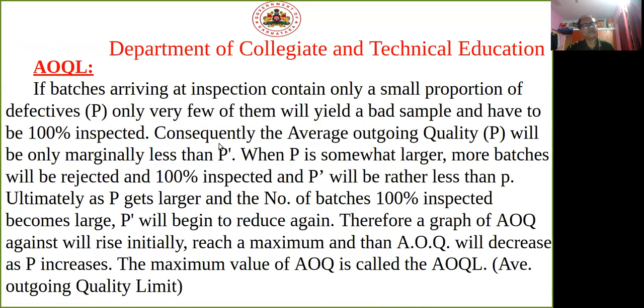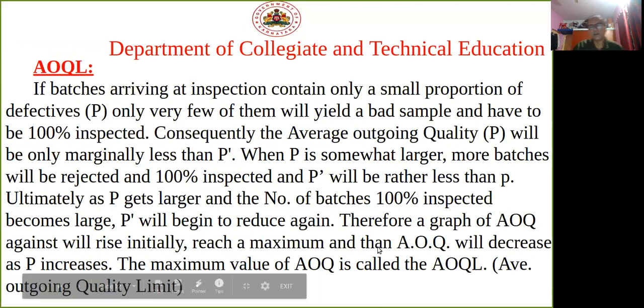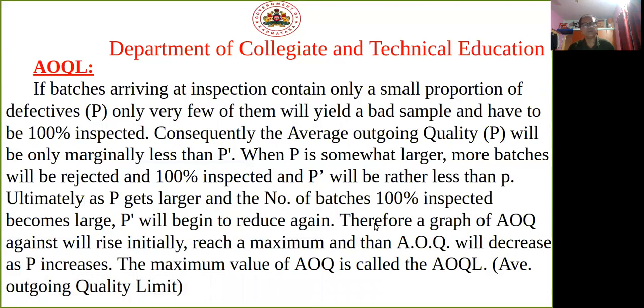So the next point, AOQL. What is the AOQL? Average outgoing quality level. If batches arriving at the inspection contain a small proportion of defectives P, as I've told you, whenever the consumer takes the lots, there will always be a small percentage of defectives in them.